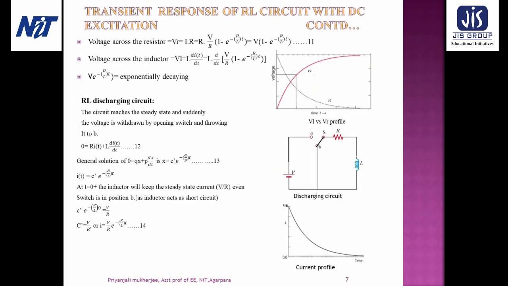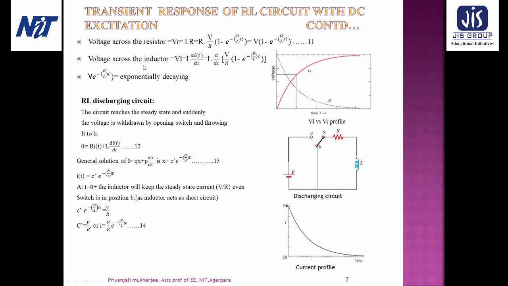Next we need to find the voltage across the resistor, VR, which is equal to i into R. Putting in the values, we get V into 1 minus e to the power minus R by L t. So it is also an exponentially increasing function, and after some time it goes to its final value, which at steady state is the total applied voltage.